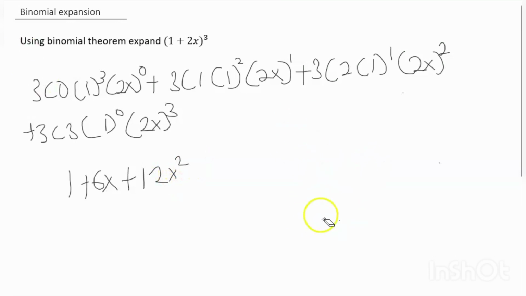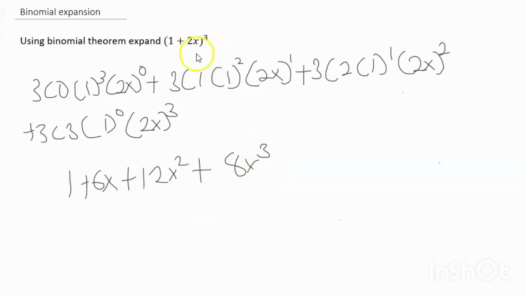Okay. Then we have the final one, which is 3 combination 3. So 3 combination 3 is 1. 1 multiplied by 1 to the power of 0 would be 1. Then 2x cubed. 2 to the power of 3 is 8. So this would be 8x cubed multiplied by 1. So this here will be 8x to the power of 3. It's as simple as that.